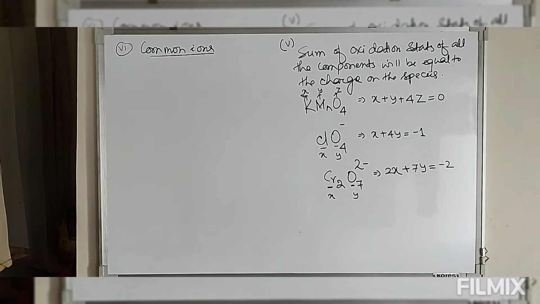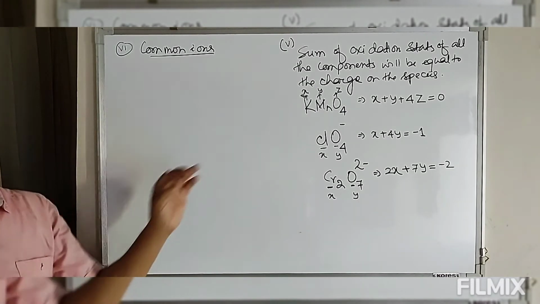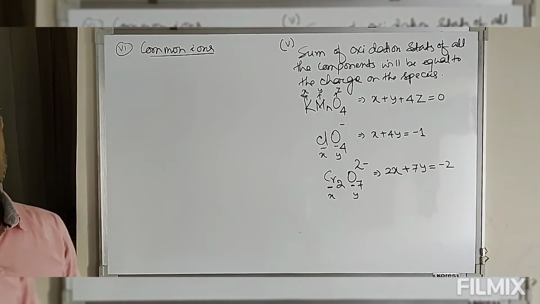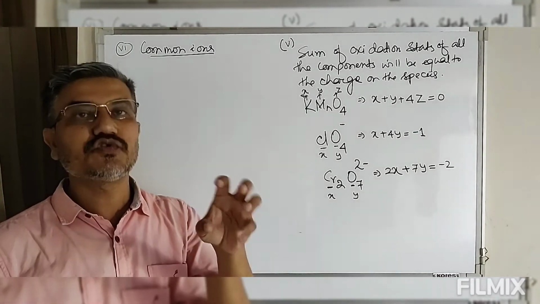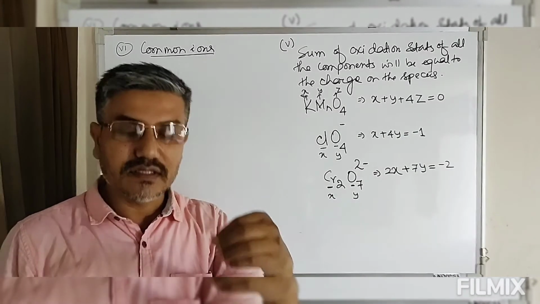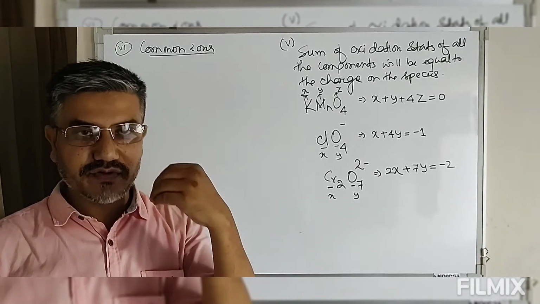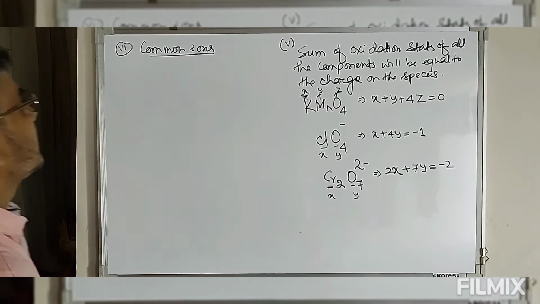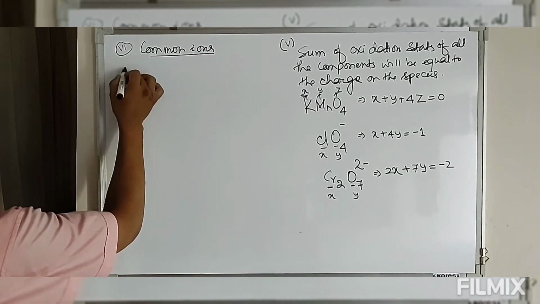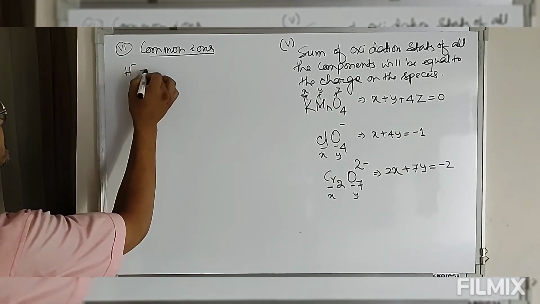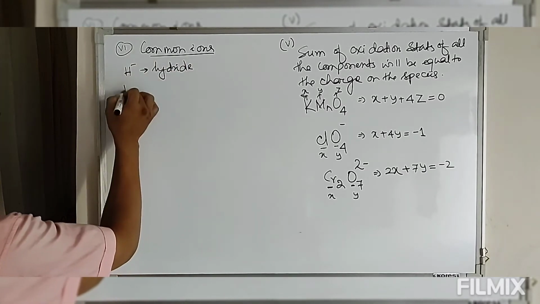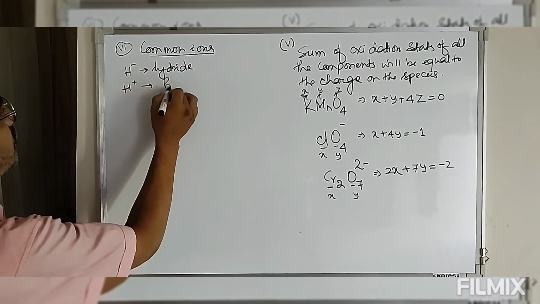Now after this, let me give you the names of some common ions, because in writing formulas, ions may be given to you, and from the ion we should know its name, and if the name of the ion is given, we should know its composition. So look at this: H minus, we say this is hydride ion. H plus, proton.